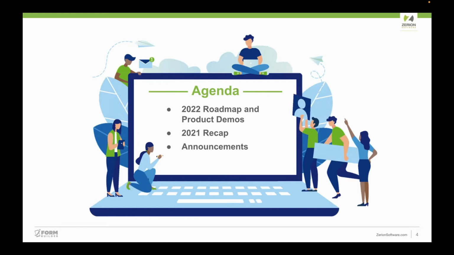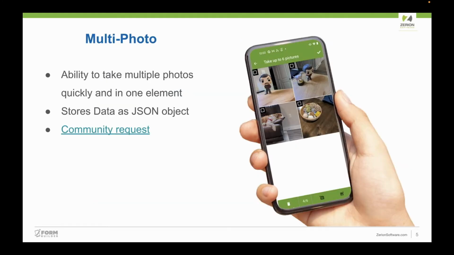So you may hear a little bit of noise, but the first thing we want to start out with is one of our biggest community requests over the last couple of years, and that is our new multi-photo element. I know when we were doing the community request, it was referred to as rapid fire photos. So this is what we've been working on the last few months to make this a reality. It's currently being developed. And what this element is going to do is allow users to take multiple photos or upload from their photo library inside a single element.